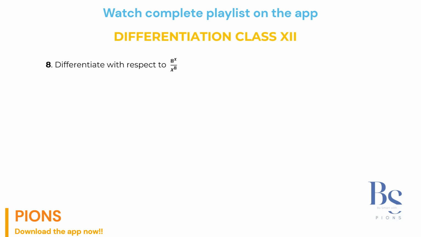So first of all, differentiation, d by dx of 8 raised to x whole divided by x raised to 8. Division rule. What is our division rule? Our division rule says, leave the denominator as it is, differentiate the numerator first, minus numerator as it is, differentiation of the denominator, whole divided by the denominator whole square.